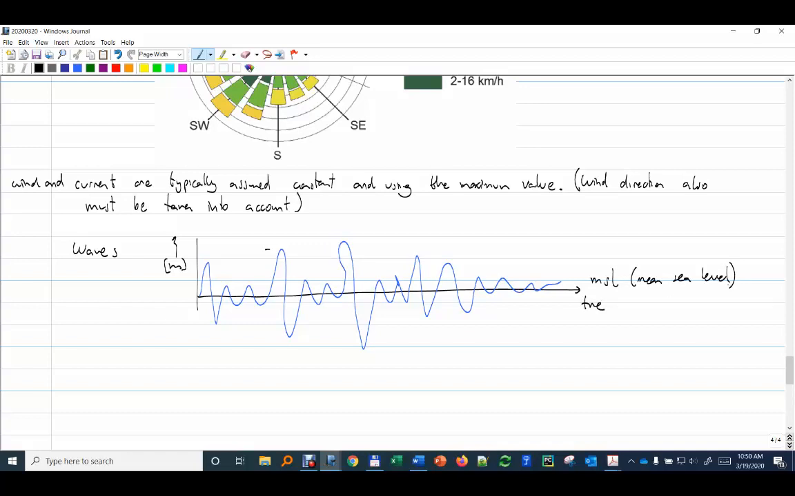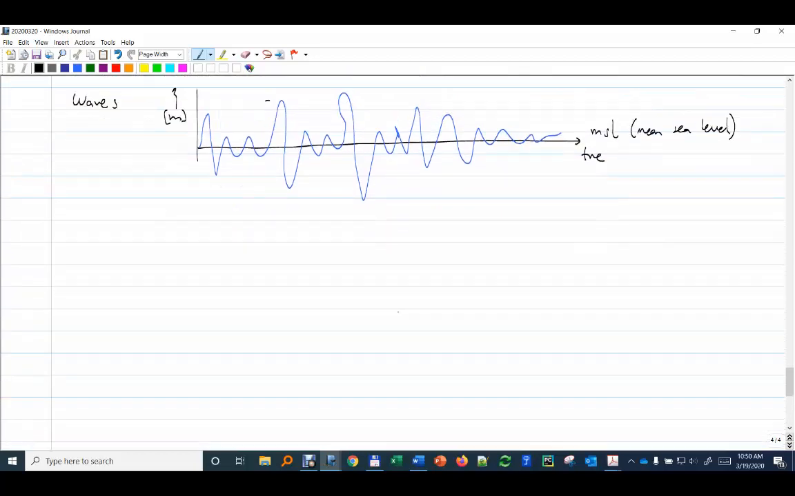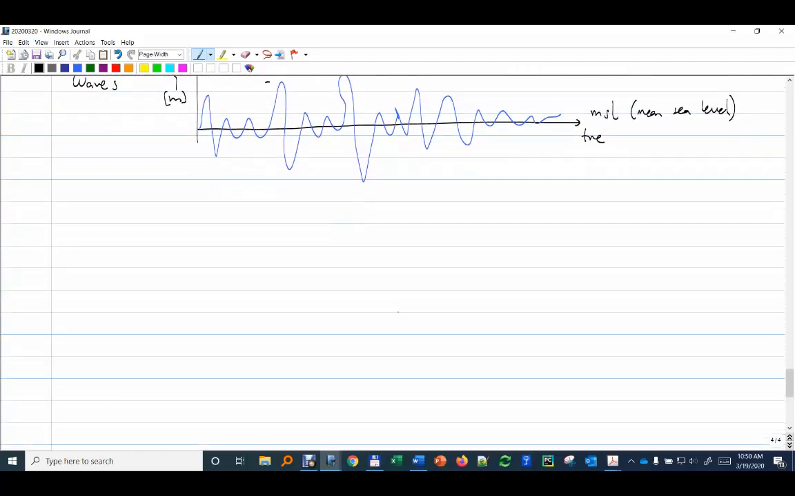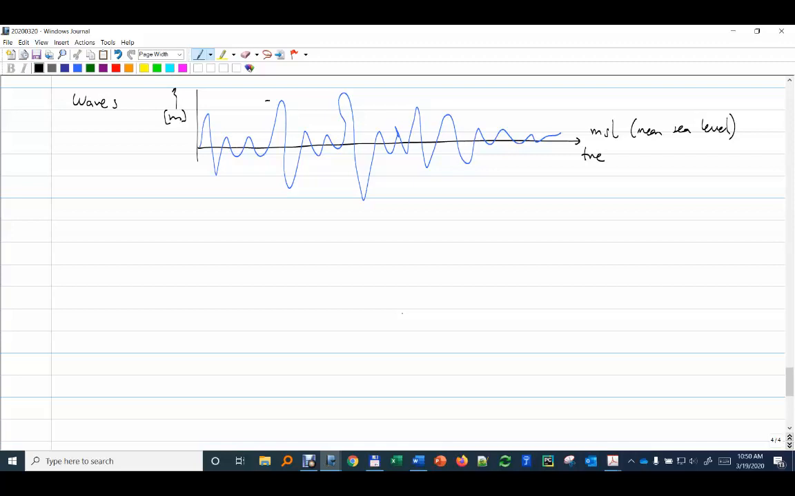Okay, so how do we deal with waves? Essentially, we have this famous mathematician, and he says that no matter which signal we have, we can express that signal as a sum of sine and cosine functions. That mathematician was a French mathematician called Fourier.